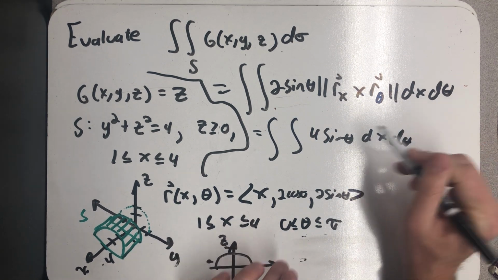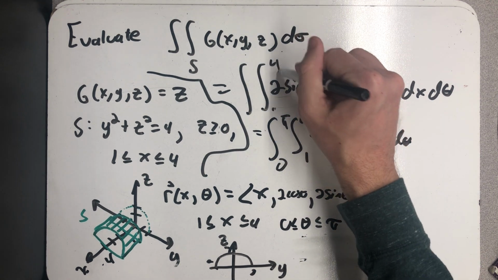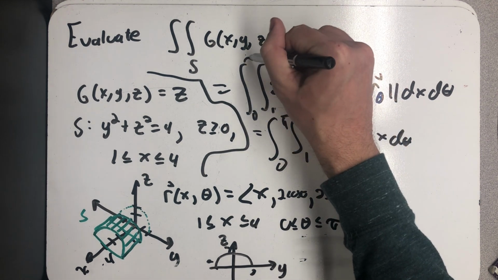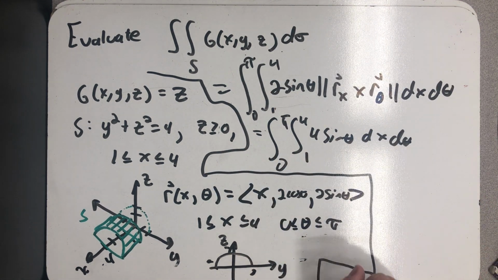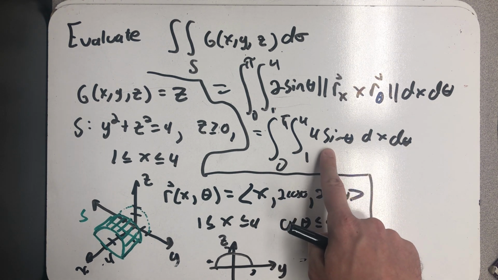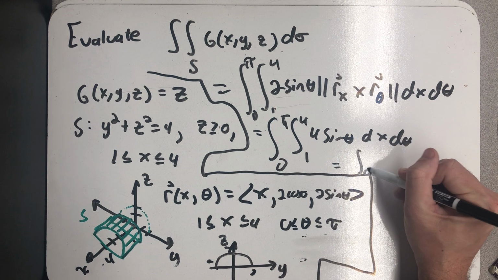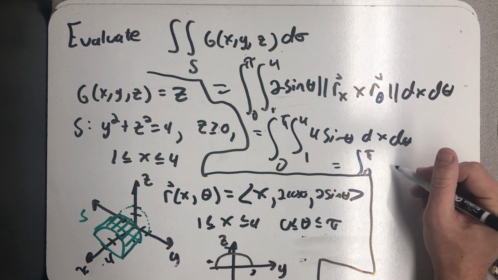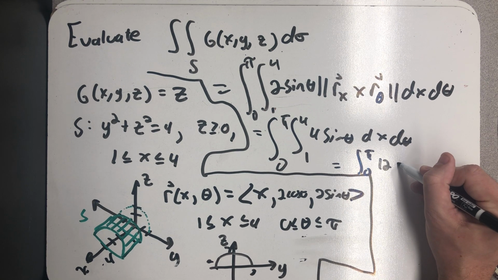And I've already found bounds. These are from 1 to 4 and 0 to pi, and so is this one, honestly. So get those bounds in there. All right, pretty easy double integral to evaluate. If I integrate with respect to x, I would get 4x sine theta, evaluated from 1 to 4. Well, you can fill in the details, but what you get is 12 sine theta.